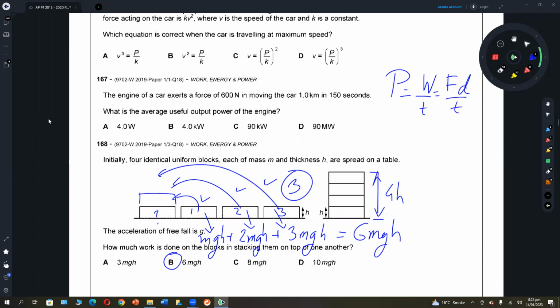Apparently, this question looks simple. देख लो भारत, कोई trap ना हो, इसमें लग तो simple रहा है. ये 600 है, 1 किलोमीटर का मतलब 1000 है, और टाइम होगा 150. Apparently, this question looks simple. Let's try the answer.